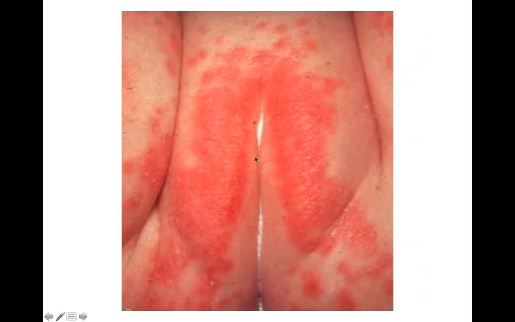Clear. Any questions? This is a Candida rash, and the treatment is topical, just like in other fungal infections: topical clotrimazole or nystatin. Okay, clear.